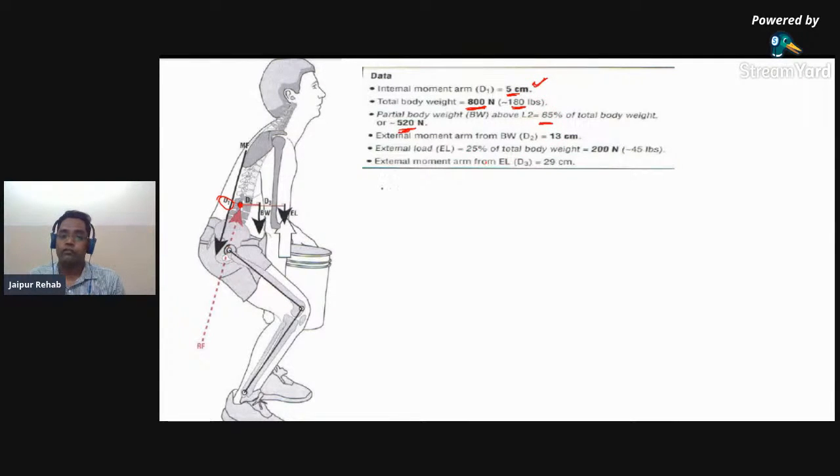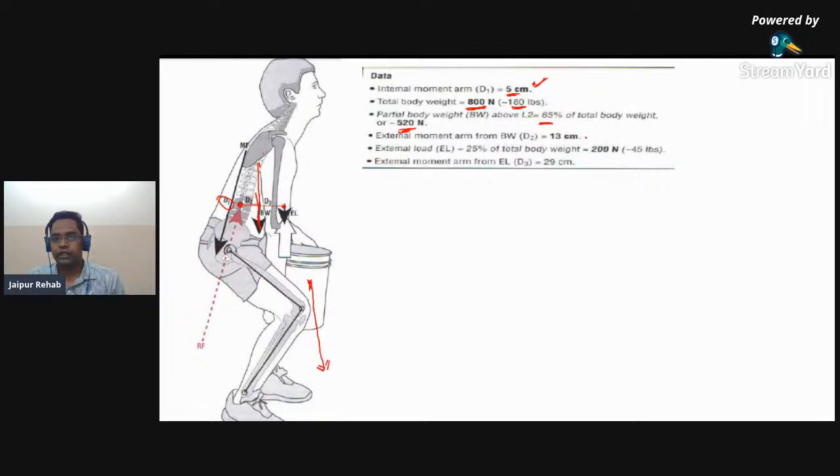Okay, now we have two external loads here. First external load is because of the body weight which is falling from here. If you can see, this arrow is showing you the body weight. So the body weight is falling from here, and we have another weight which has been lifted in the hands, in the arms. So the weight of the external load is falling from here. So we have a distinctive moment arm for the external load and for the body weight also.